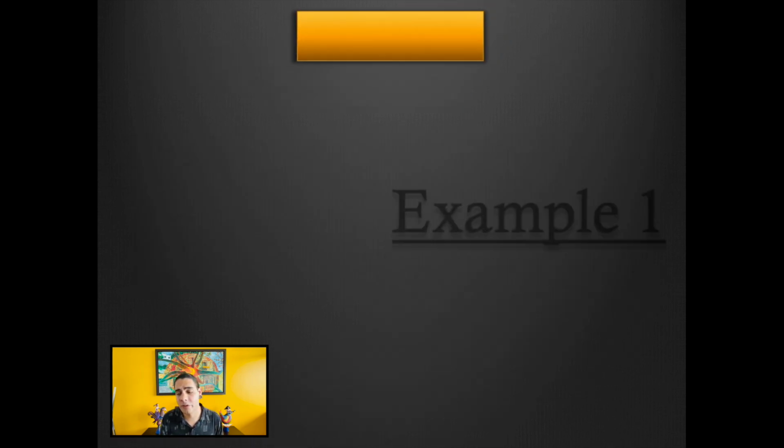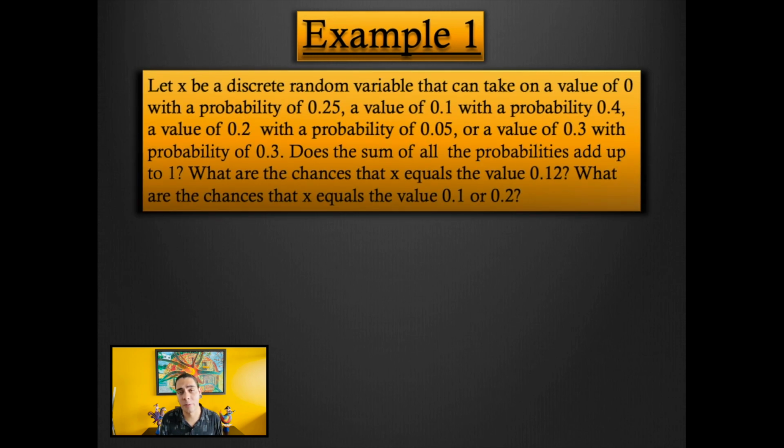In this example, it says let x be a discrete random variable that can take on the value 0 with a probability of 0.25, a value of 0.1 with a probability of 0.4, a value of 0.2 with a probability of 0.05, or a value of 0.3 with a probability of 0.3. Does the sum of all the probabilities add up to 1? What are the chances that x equals 0.12? What are the chances that x equals the value 0.1 or 0.2?